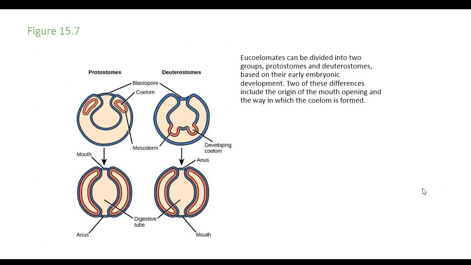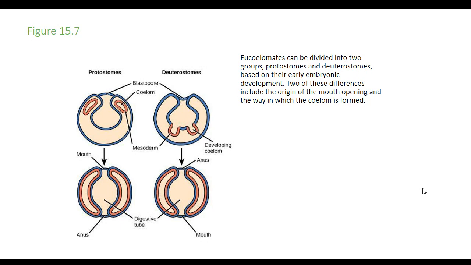But we know that in some animals, this pouch eventually goes through all the way to the other side, and so it makes a continuous tunnel all the way through. In some animals, this will become the mouth. So the first opening that forms is the mouth, but then later, when this connects all the way to the other end, that will form the anus. But in other animals, this will become the anus, and this end will become the mouth.